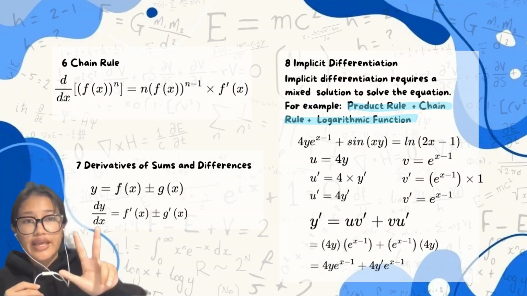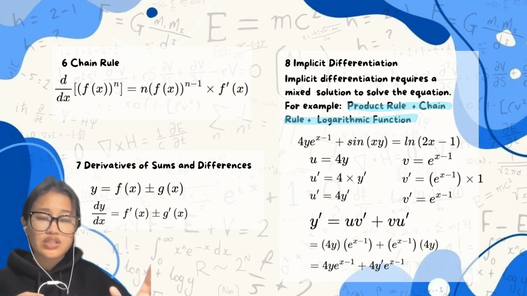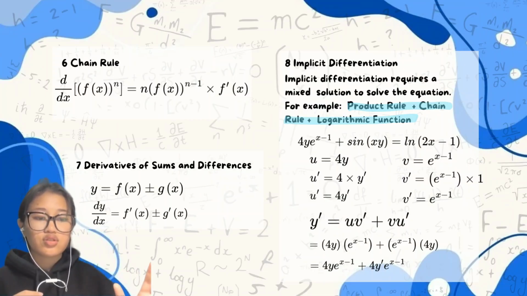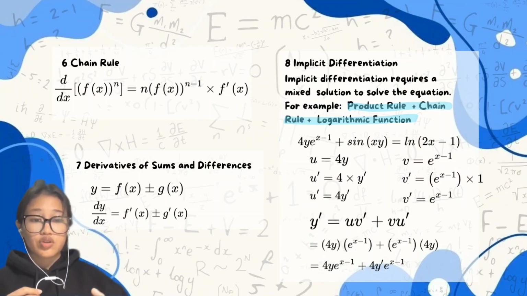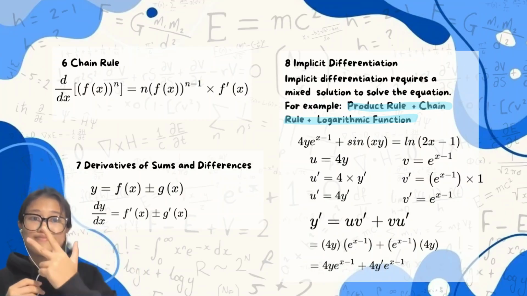Lastly, which is the 8th, implicit differentiation. Implicit differentiation usually has a mixed function question, thus it requires a mixed solution to solve the equation. To give an example, this question requires mixed techniques of product rule, chain rule, and logarithmic functions.